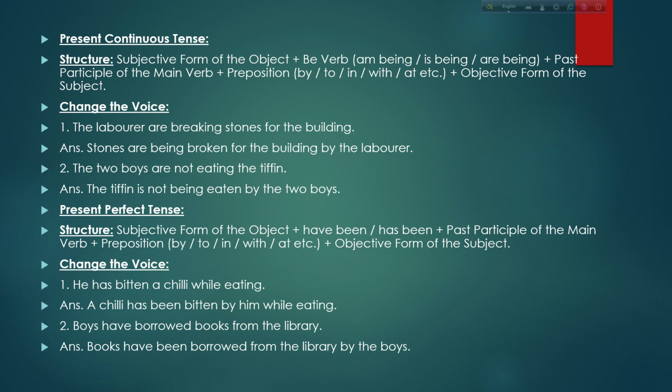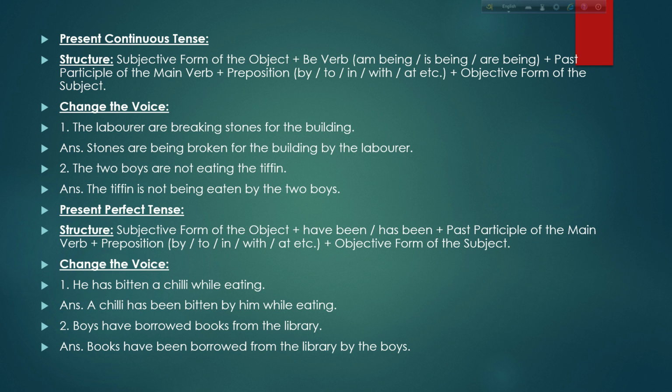For example, the laborers are breaking stones for the building. Passive: stones are being broken for the building by the laborers. The two boys are not eating the tiffin. The tiffin is not being eaten by the two boys.